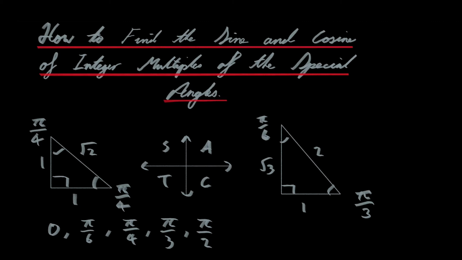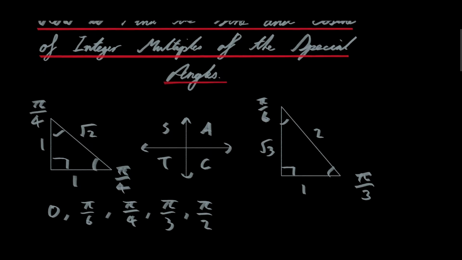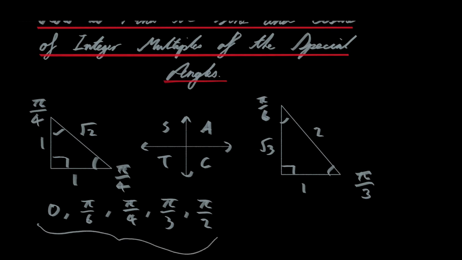Okay, whenever we are trying to find the sine and the cosine of one of these special angles, we need to defer to one of these special triangles, so it pays to memorize them, or at least that's the easiest way to do it. Okay, you could memorize the unit circle, but that's more difficult.